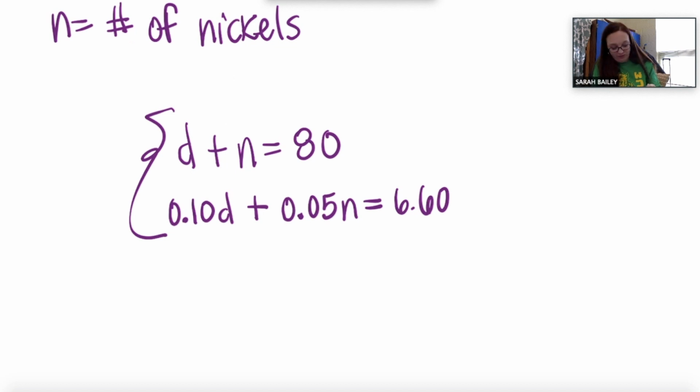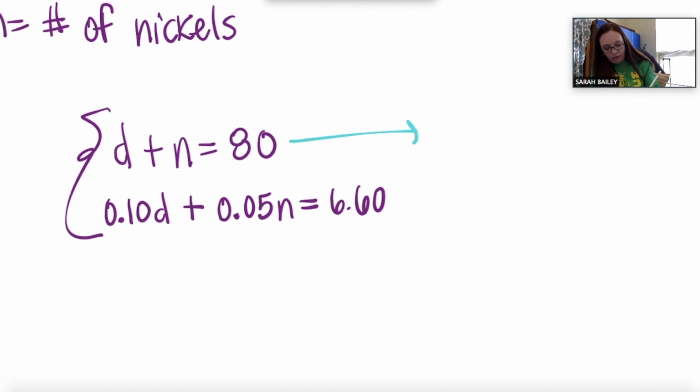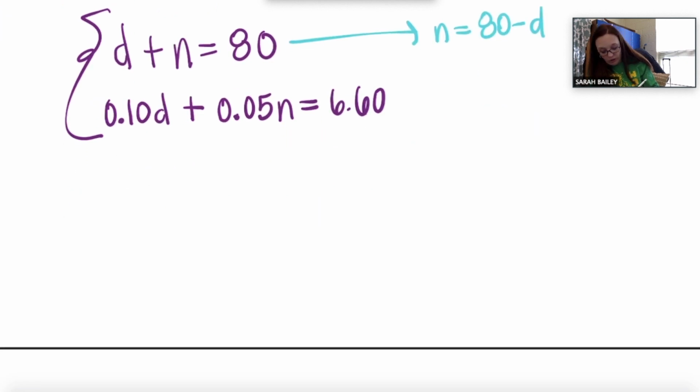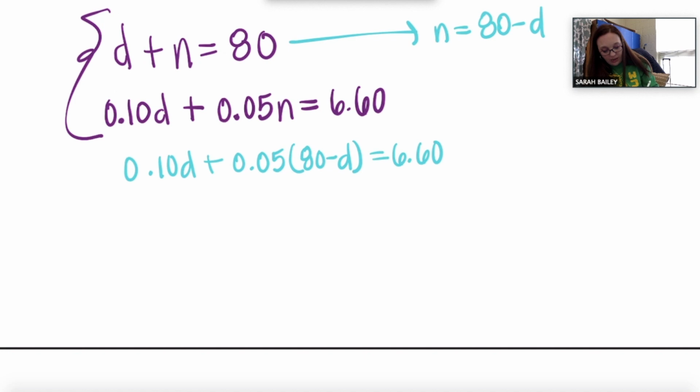Let's do substitution. So if I solve this one, let's solve it for N. N is going to be equal to 80 minus D. Now I'll substitute it in to the second equation. So that's going to be 0.10D plus 0.05. Well, N is 80 minus D. So times 80 minus D equals 6.60. Again, that 80 minus D was in place of N right here.